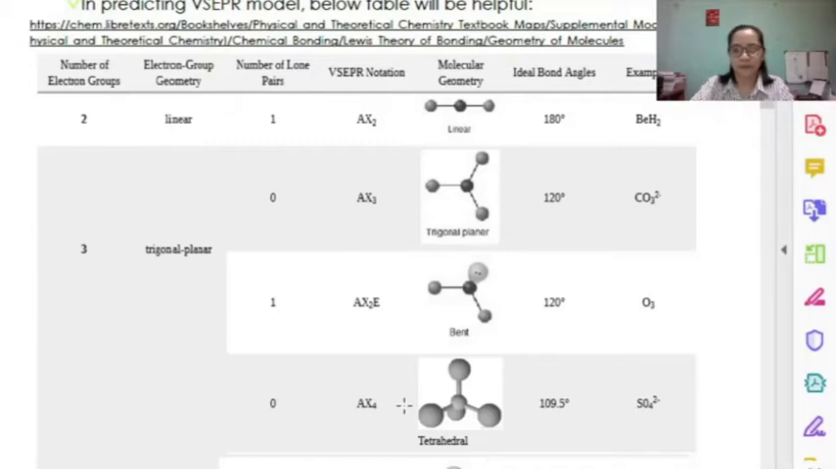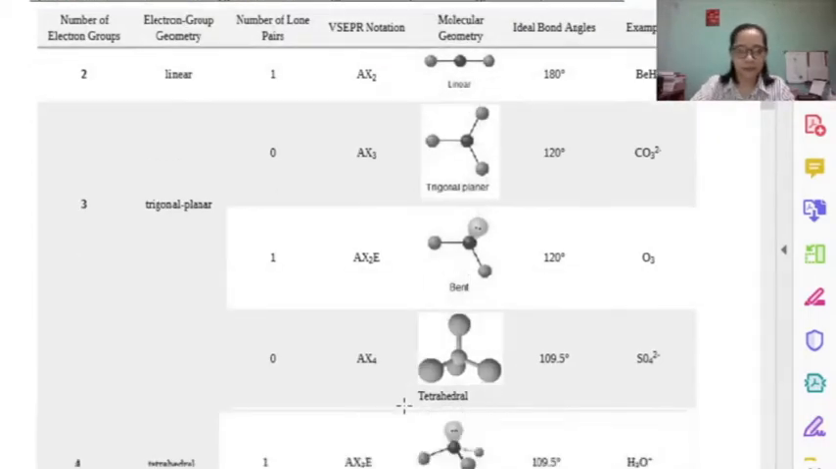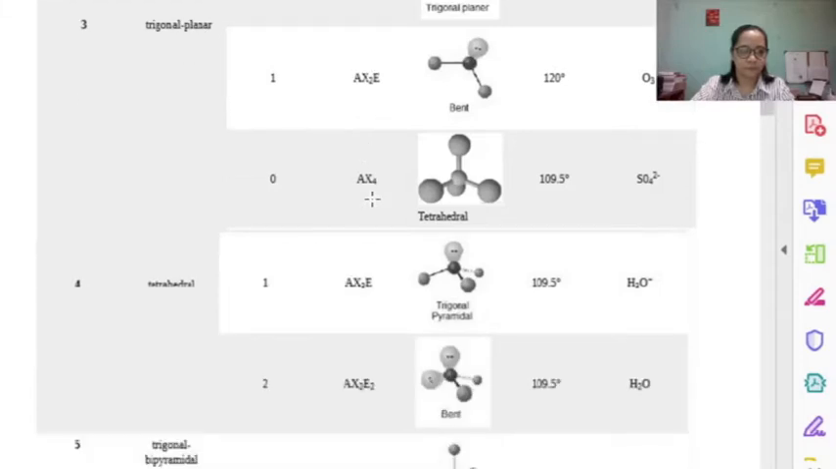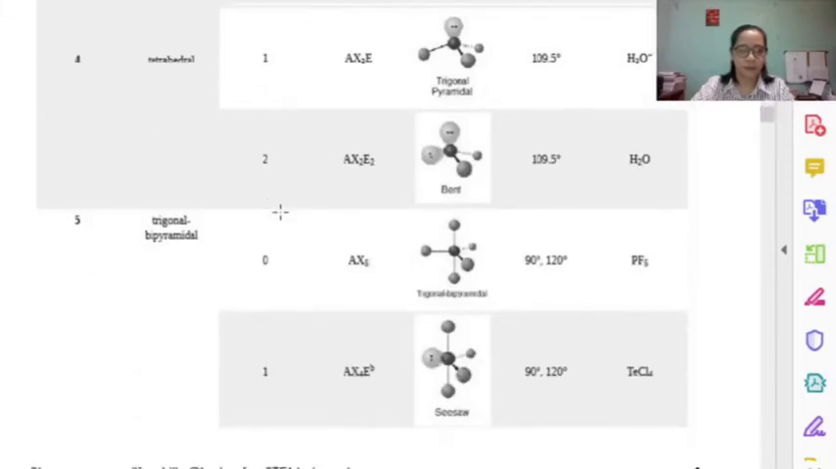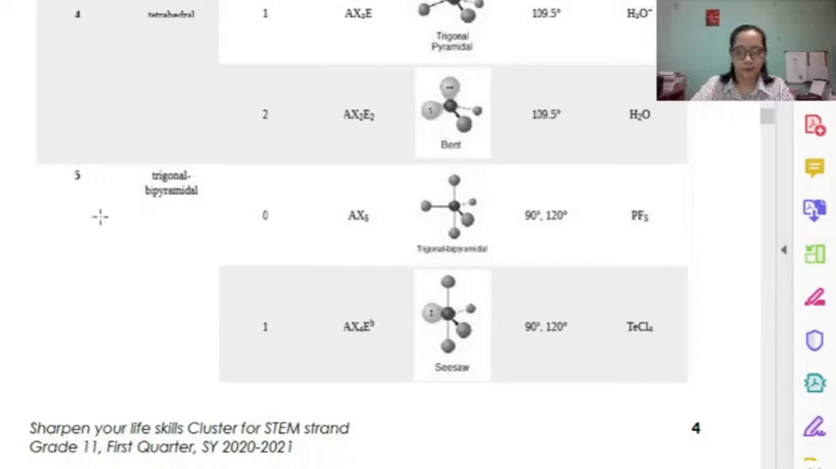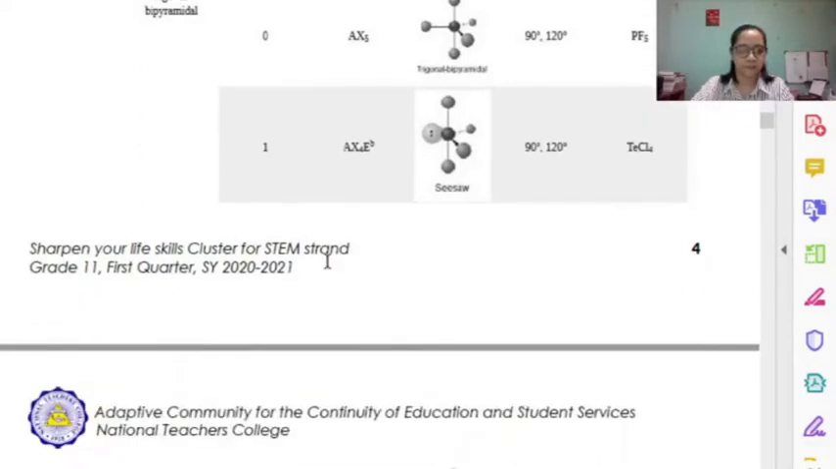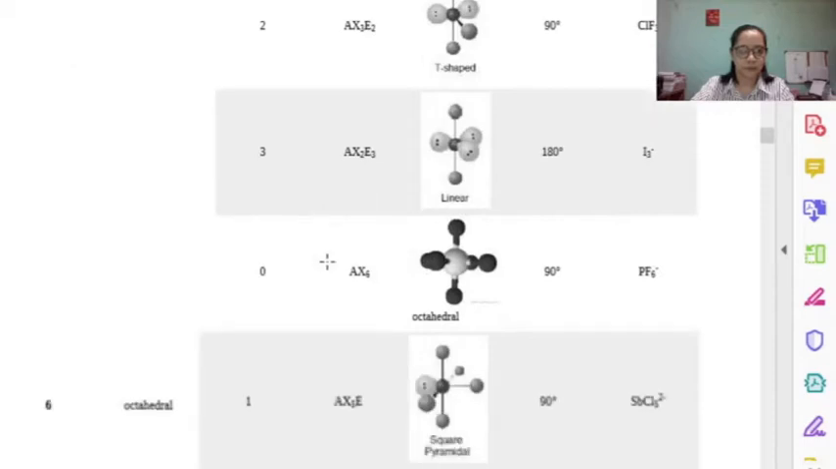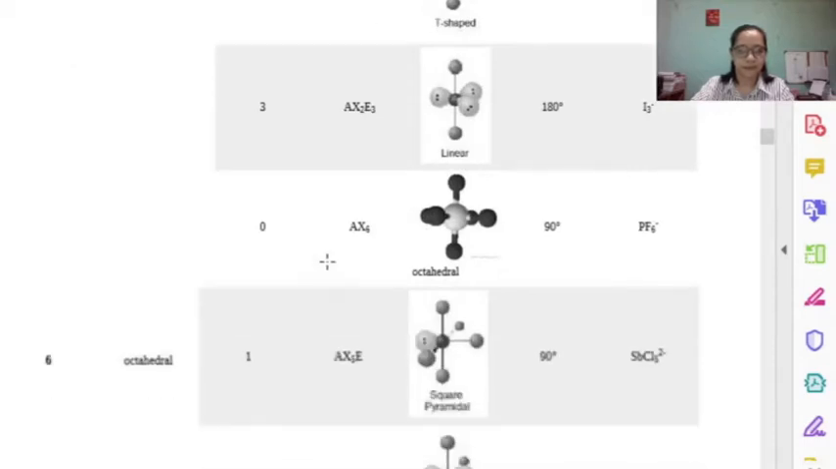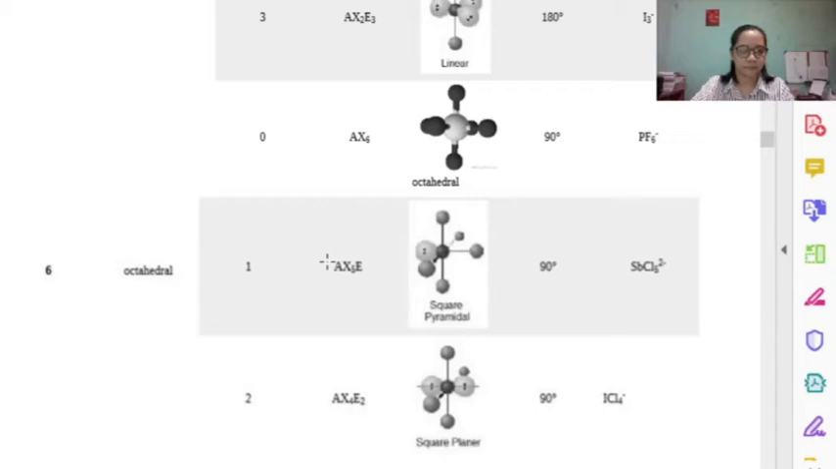In predicting with the VSEPR model, the table below will be helpful. This is an expanded version of what I have read. In this, you will see the electron group geometry and the molecular geometry. So this is for 2. You have linear and you have a VSEPR notation, which will also be explained in the example later. Then 3, 4, 5, and 6.